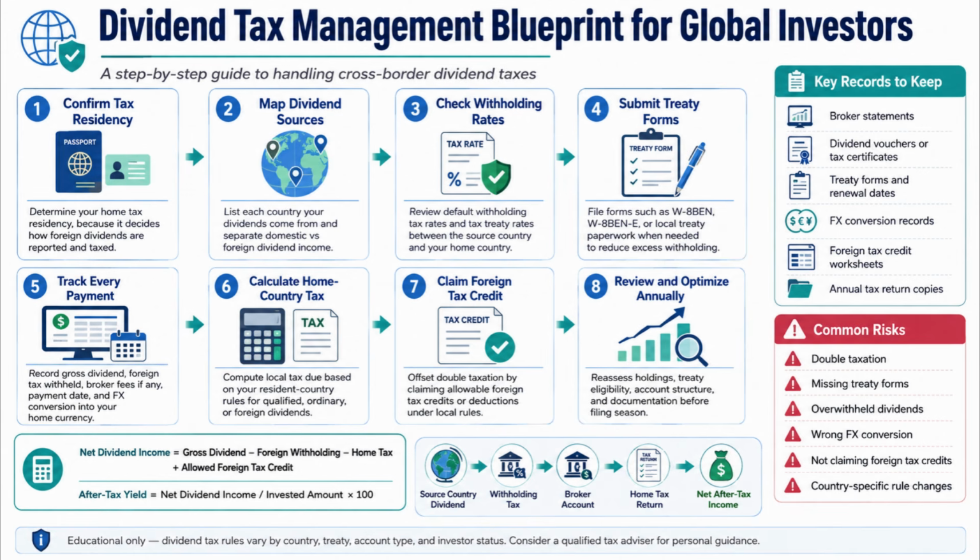Next, calculate your home country tax. Some countries tax foreign dividends as ordinary income, while others may have special rules for qualified dividends, foreign income, or investment income. This means the tax you owe at home depends on your local tax law, your income level, and your investor status. After calculating the tax, claim any allowed foreign tax credit or deduction.